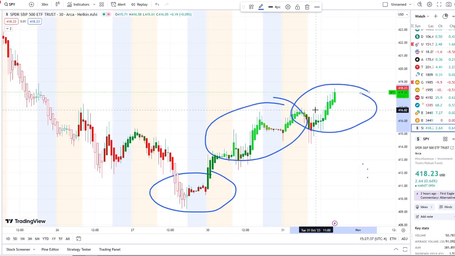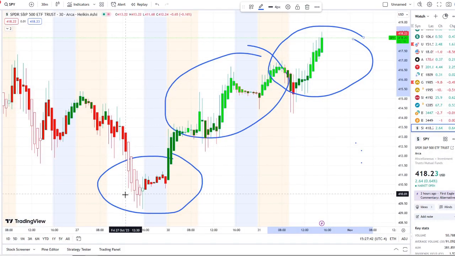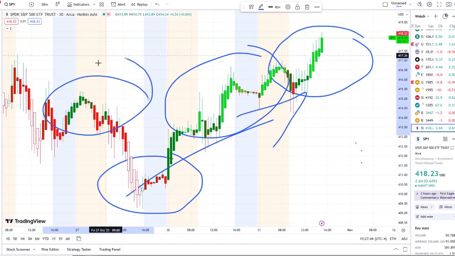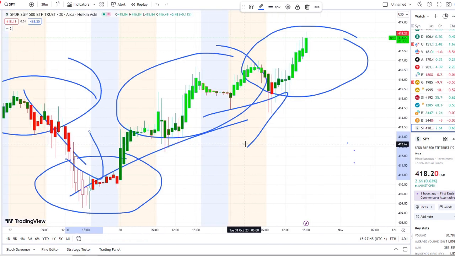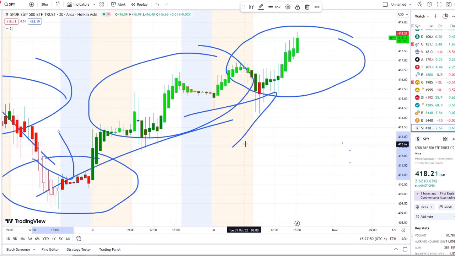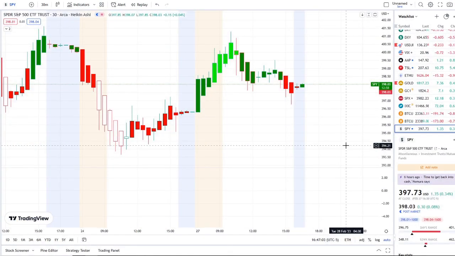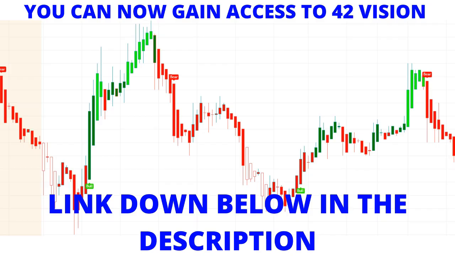Now, if this is your first time coming across the channel, this is 42 vision, which allows us to see the dips from the rips, and where the strength and weakness lies within the charts. And we also use our bull and bear indicators and inflow versus outflow as an extra layer of confirmation, which I'm going to pull up here and you can now gain access to as well.